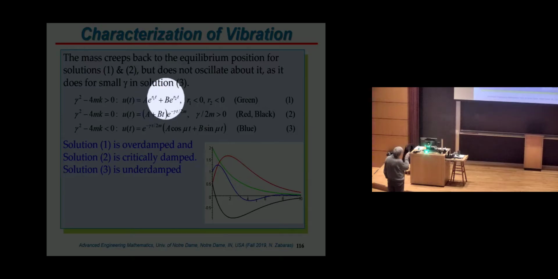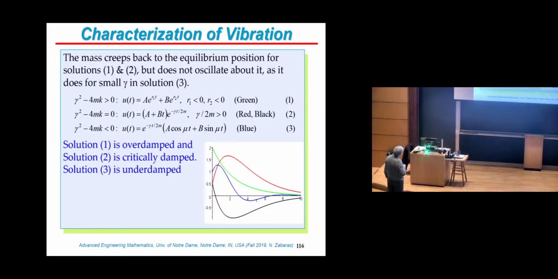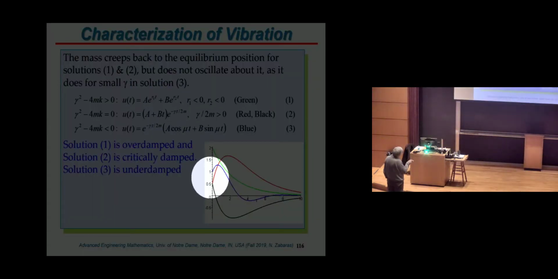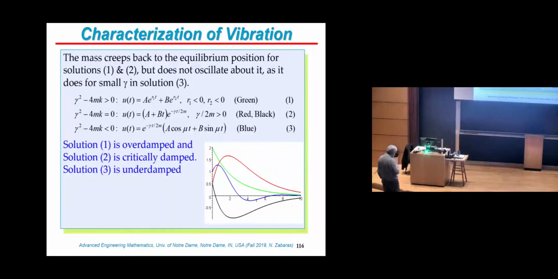e to the R1t and e to the R2t both go to 0 because R1 and R2 are negative. Then we have the case of critical damping, which is case 2, and it can correspond to either this red curve or this black curve. And then we have this exponential decay with oscillations, which corresponds to this blue curve, okay? This is the underdamped case. So we have overdamped, critically damped, and underdamped.